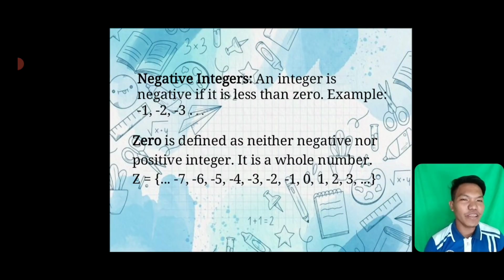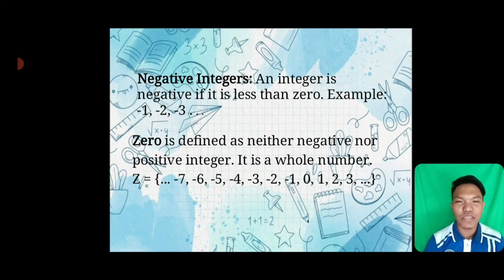And a negative integer is an integer that is less than 0. Examples of this are negative 1, negative 2, and negative 3. So, did you get it? Okay, let's recall. A positive integer is a number greater than 0, while negative integers are numbers that are less than 0. So I hope you get it.